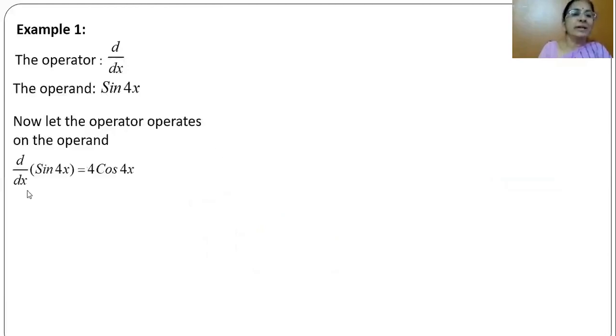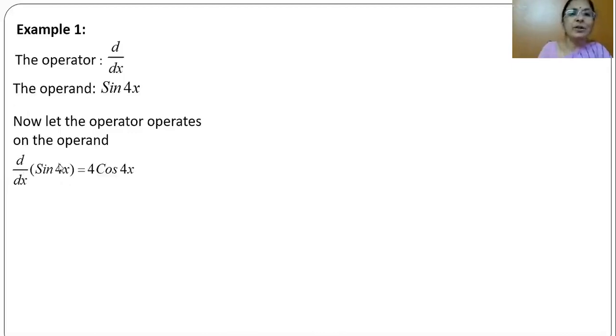So d by dx of sine 4x is equal to 4 cos 4x. So the operator's role is to act on the operand and produce a result. Now from the result, you should be able to find out what is the eigenfunction and what is the eigenvalue. Now you carefully study this.